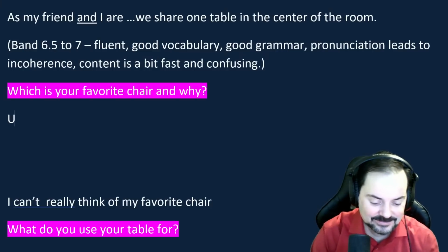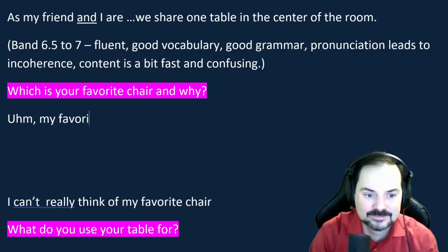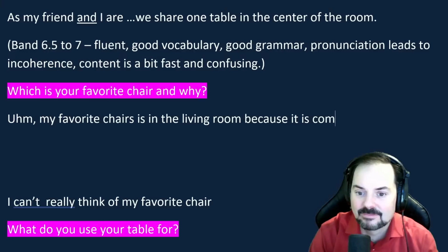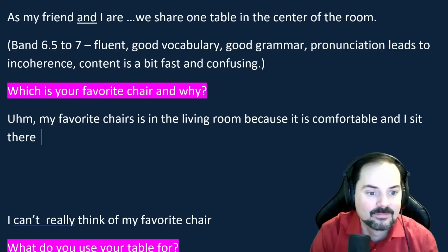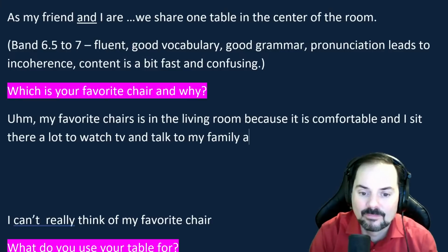Well, my favorite chair is in the living room because it's comfortable and I sit there a lot to watch TV and talk with my family. Just like yesterday, I sat in the living room with my family and we talked about jobs and what I will do.